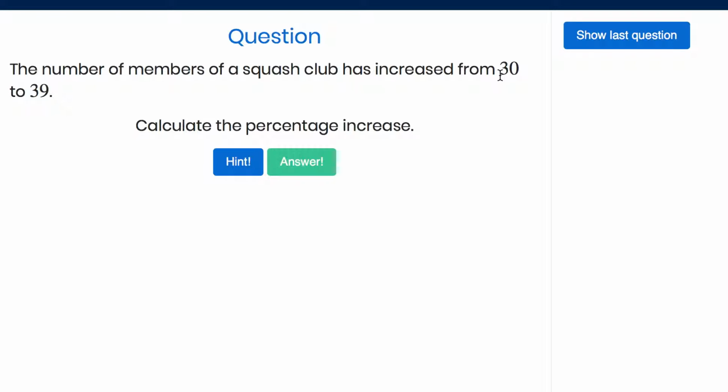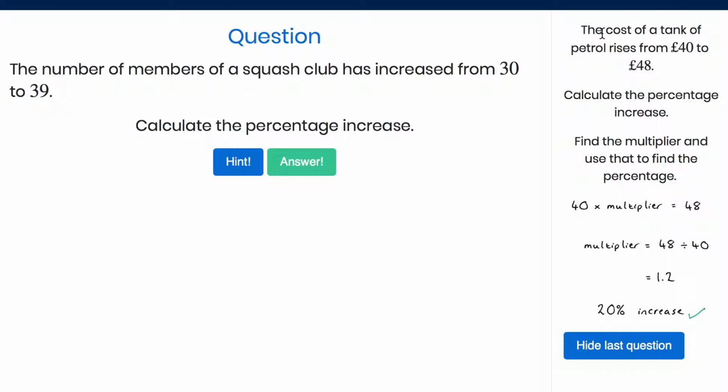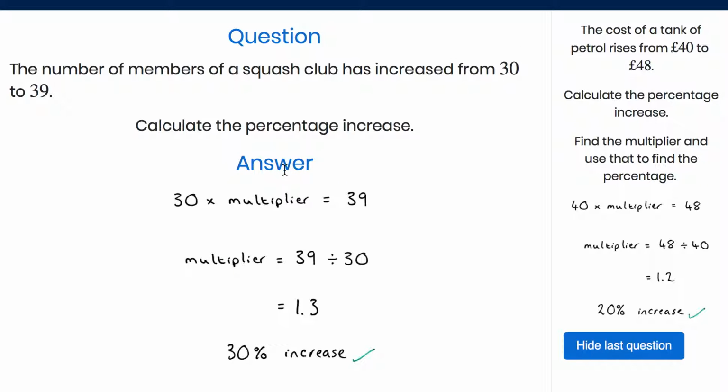Here's another example. The number of members at a squash club has increased from 30 to 39. Calculate the percentage increase. Follow the method from the last question shown here on the right hand side. Pause the video and have a go. Okay, here is the answer.